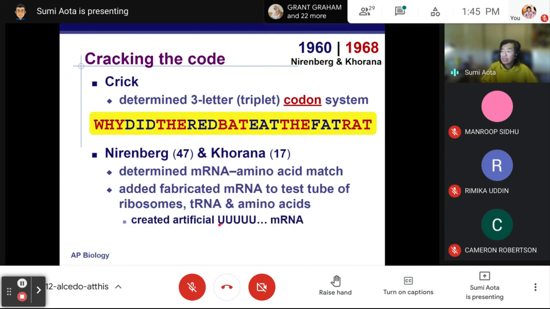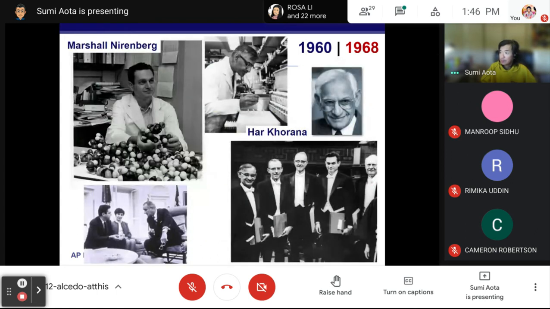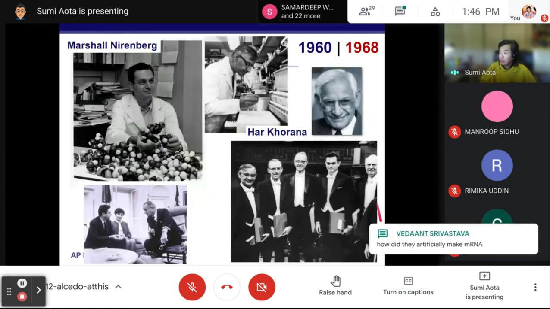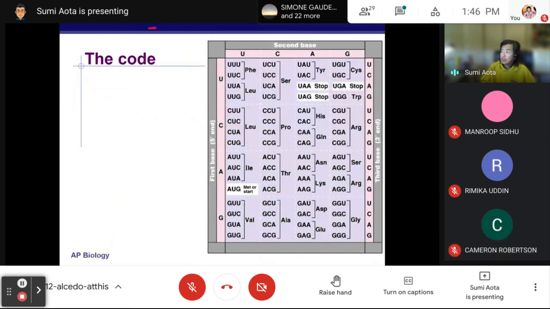So when they created an artificial mRNA with only U's in it, they got back phenylalanine as the amino acid sequence, which told them UUU has to mean phenylalanine. And they did this for all the different codons. So this is them getting the prize back then. So this is what the mRNA codon looks like.